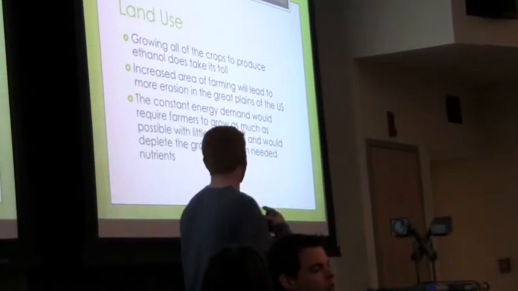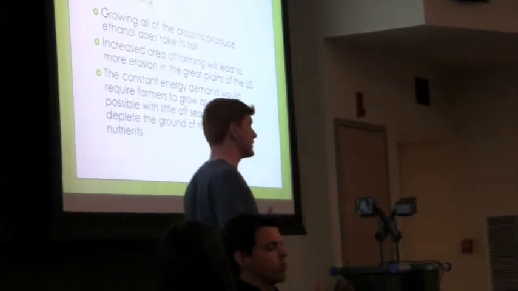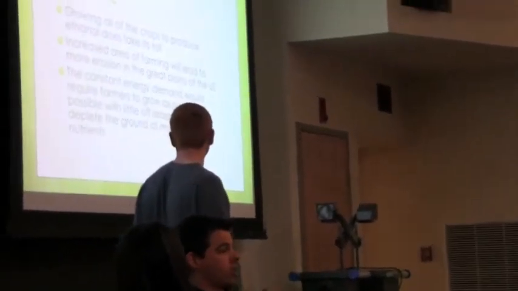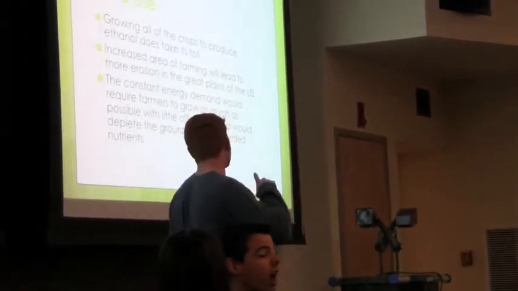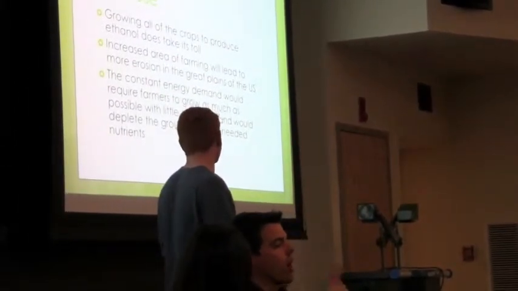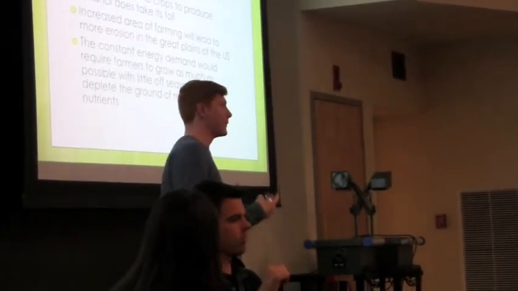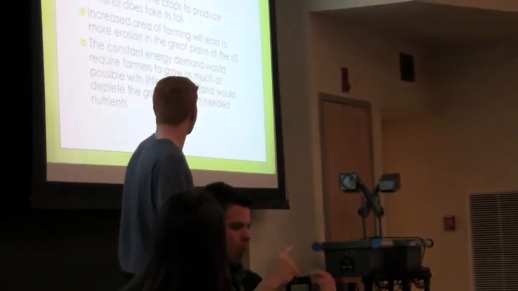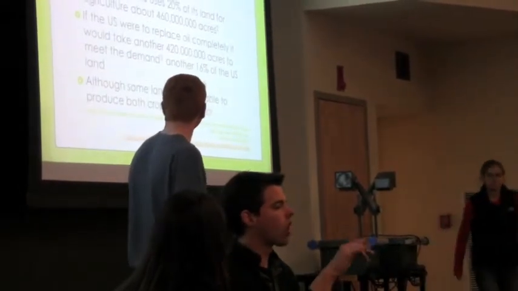Land use. Growing all of the fuel to power the entire United States would take a lot of land. Increased farming leads to more erosion. The constant energy demand would also require farmers to grow with very little off-season, because we always have a constant demand for energy. This would completely deplete the nutrients from the soil.